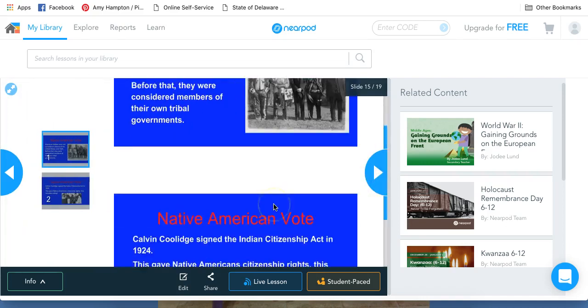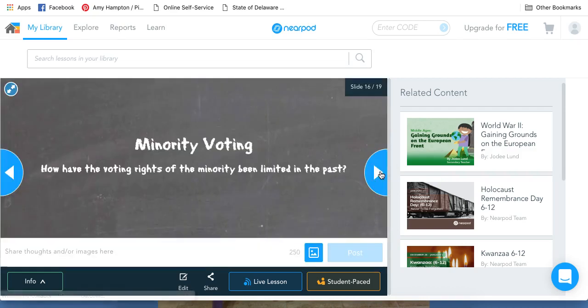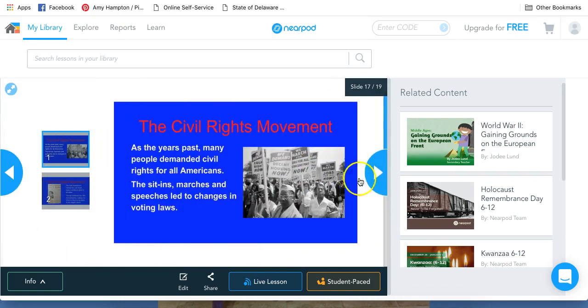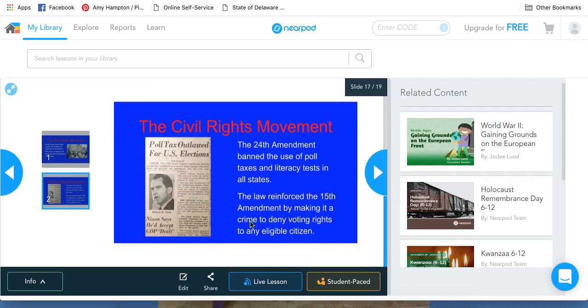So then we move on to the Native American vote. Students don't really realize that Native Americans were considered a minority and how mistreated they were in American history. So this is kind of eye-opening to them. So this is sort of another collaboration. How have voting rights of the minority been limited in the past? You can kind of take a poll, see where people are at, and then talk a little bit about the civil rights movement. Talk about the passage of the 24th Amendment.